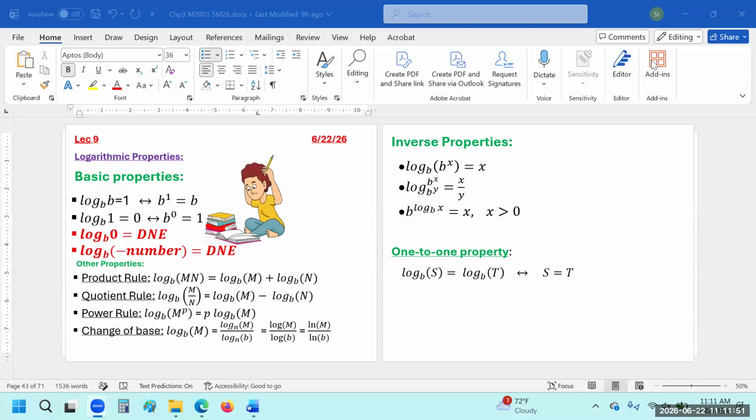Well, log has some properties. You have to remember all these properties because the application is based on this. So the first property says when you have the base and the argument the same number, they cancel out the log, so we get the result to be 1. Second property says when your x value, the argument, is 1, then your y value is 0.